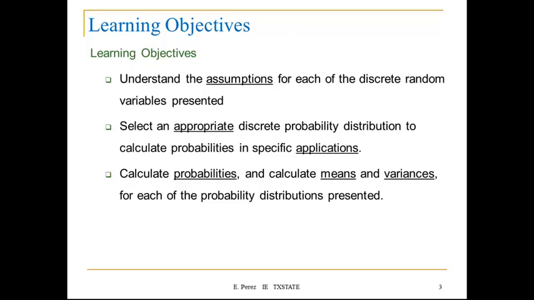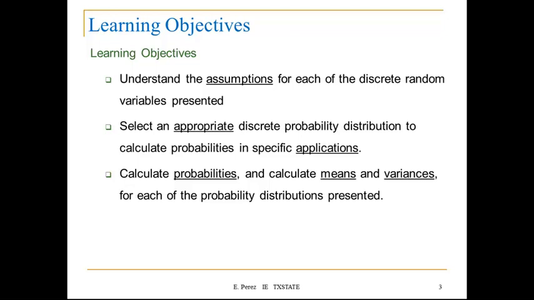So, as I mentioned in part one of this lecture, the learning objectives for this topic is to understand the assumptions for each of the discrete random variables presented. So, I'm presenting you five different discrete probability distributions. I want you to be able to understand the assumptions for each one of them, and also to understand when to use them. The second learning objective is to select an appropriate discrete probability distribution to calculate the probability in specific applications. Finally, I want you to be able to calculate the probabilities and calculate the means and variances for each of the probability distributions presented, which are five again.